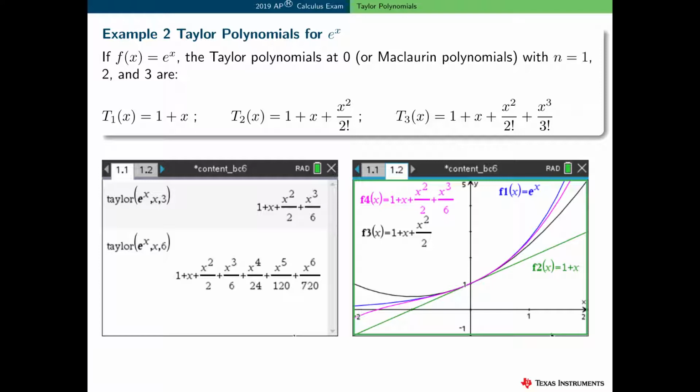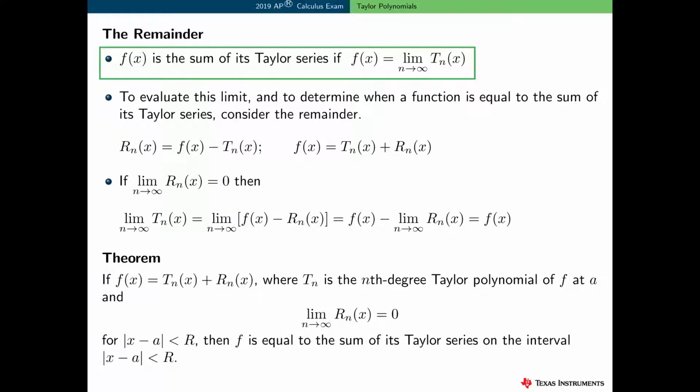The graphs of these three Taylor polynomials and of e to the x are shown in this figure. Notice that as n increases, the graph of t sub n of x, the nth degree Taylor polynomial, appears to approach the graph of e to the x. So this graph suggests that e to the x is equal to the sum of its Taylor series. Well, we all know that a graph isn't good enough. We need something more formal to show that e to the x is equal to its Taylor series.